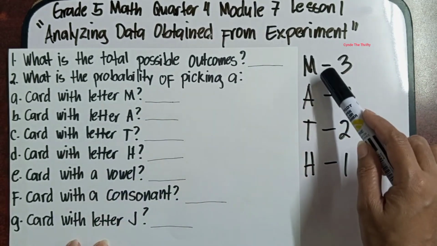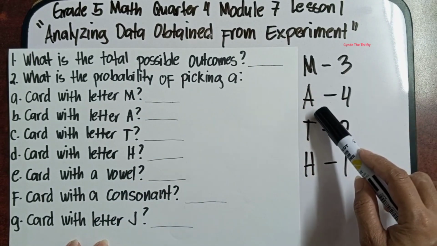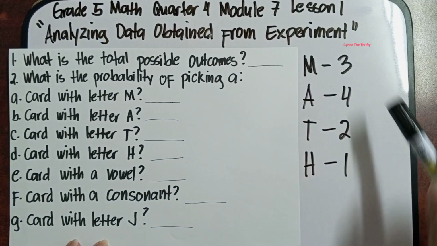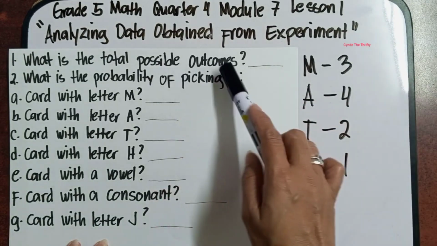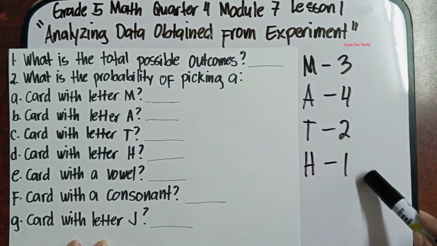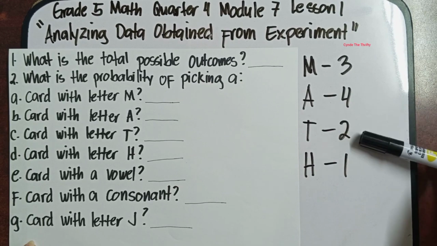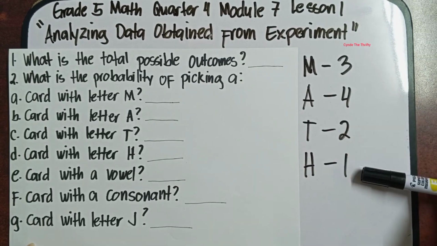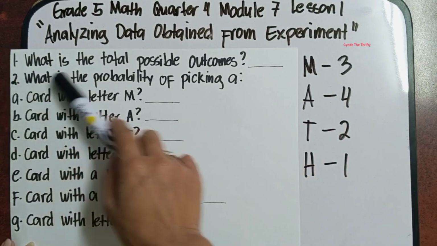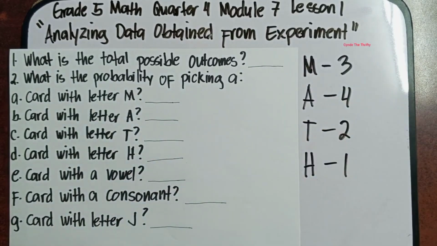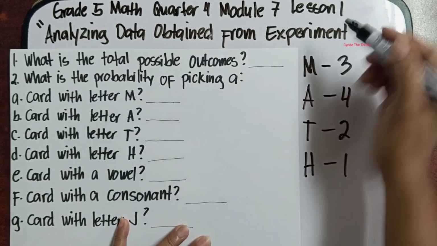So for example, si M, merong 3, si A, merong 4, si T, merong 2, at si H, merong 1. So para malaman mo kung ano yung total possible outcomes mo, i-total mo ito lahat. So meron tayong 3, meron tayong 4 equals 7, plus 2 equals 9, plus 1 equals 10. So, ibig sabihin, ang total possible outcomes natin is ito sila lahat at 10 sila. So, ang sagot natin dito sa number 1 is 10.